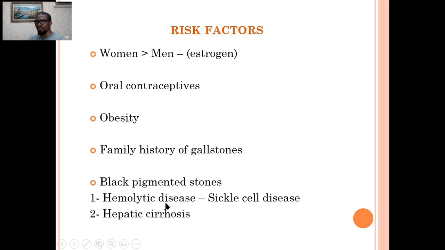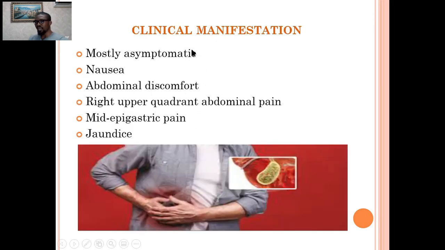Gallstones are most often asymptomatic and are sometimes discovered incidentally at autopsy or during surgery for an unrelated condition. Among patients that develop symptoms from gallstones, the symptoms can range from mild nausea or abdominal discomfort after eating fatty or fried foods to severe symptoms like right upper quadrant or mid-epigastric abdominal pain, as well as jaundice in some cases.